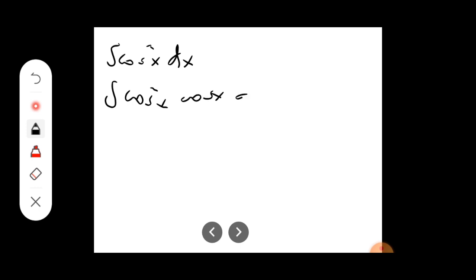So the first problem we're going to work on is the integral of cos cubed x dx. What do you think we're going to do here? We can write cos squared x times cos x. So we have the integral of cos squared x times cos x dx. This is cubed.